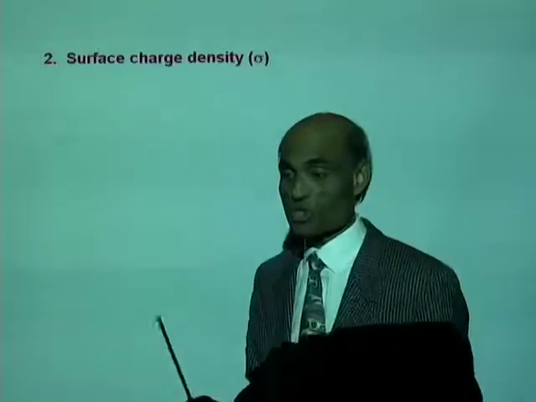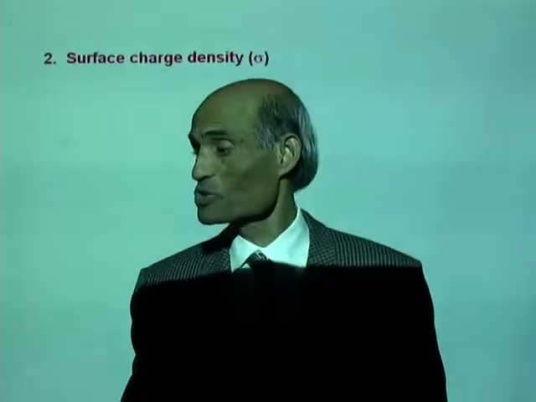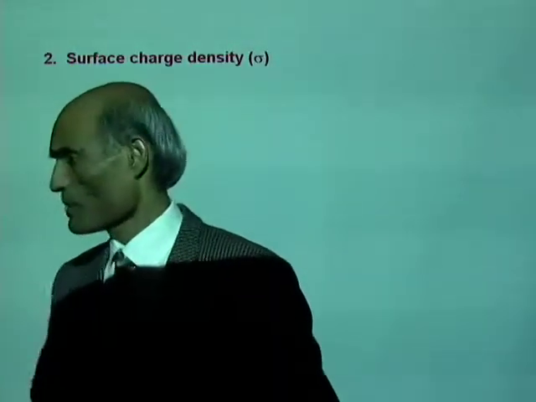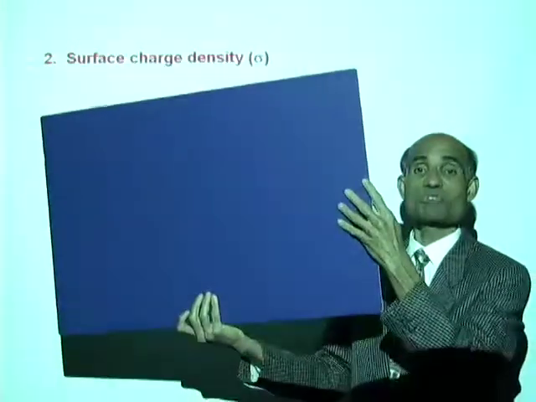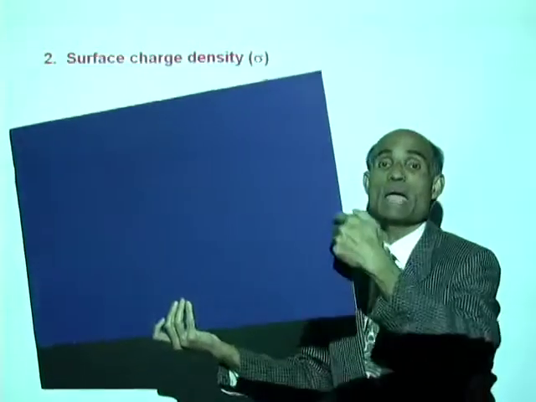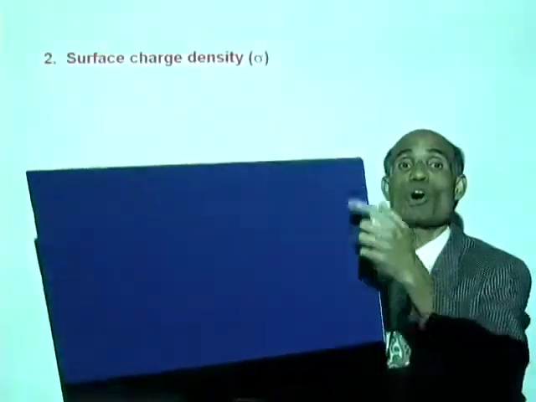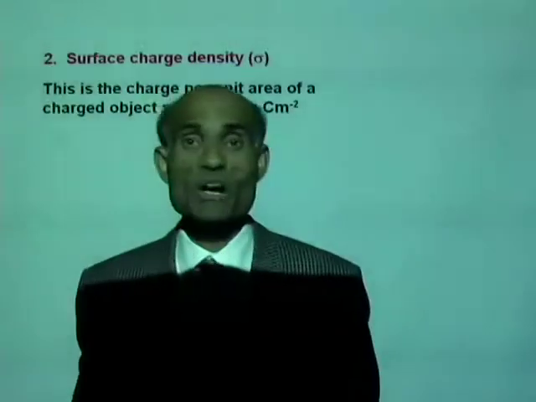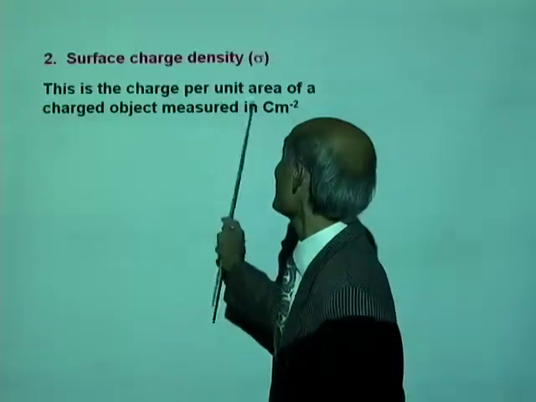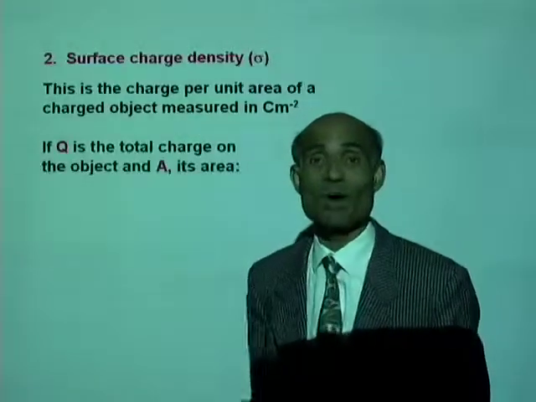The second quantity that we will discuss is charge per unit area, surface charge density. Now, suppose I have an extended charged object like this. Now, this surface carries a charge Q, which has an area A. Then, the amount of charge per unit area is called the surface charge density. So, surface charge density is the charge per unit area, and you measure it in coulombs per meter squared.